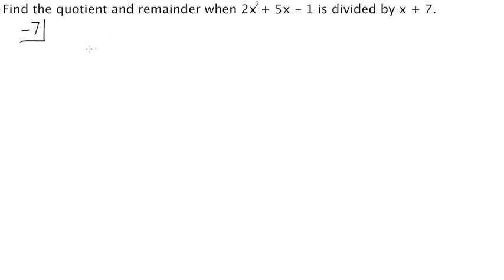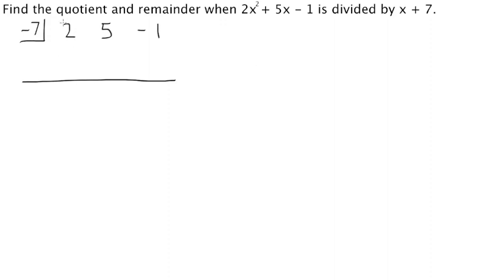Look at each coefficient and write down those numbers. Put down the exact number, so you don't need to change the signs here. So 2, 5, and negative 1. This is the coefficient of x squared, the coefficient of x, and my constant term. All right, so here's the setup for synthetic division.